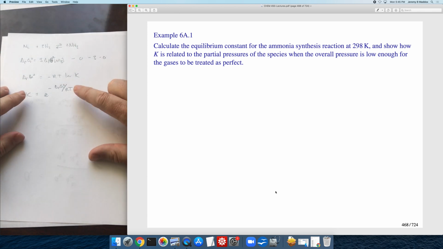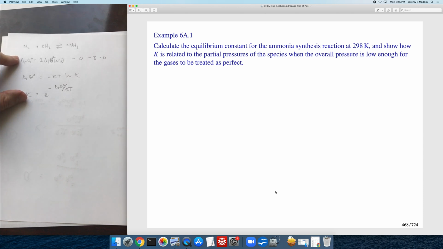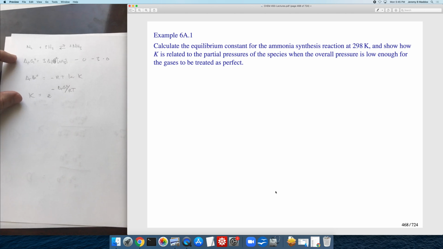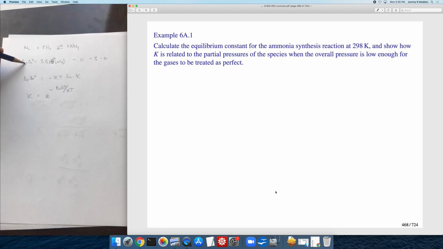Again, I'll leave that calculation. I'll leave all of these calculations to you. They're given in the textbook, but this is the idea. You would use the thermodynamics that we've already learned, the thermochemistry that we've already learned to calculate the delta G for the reaction, and then to get the equilibrium constant, you would use this relationship to find that.